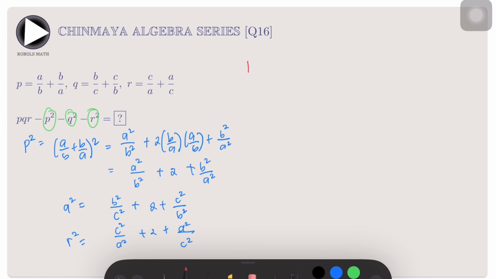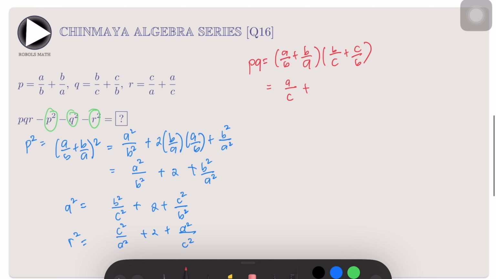So let's try to solve first for PQ. PQ is A over B plus B over A times B over C plus C over B. We expand this product, first times the first, so that's A, the B cancels out, so that's A over C. Then look at the outer terms, we get AC over B squared. Then the inner terms will be B squared over AC. And the last term would be C over A.